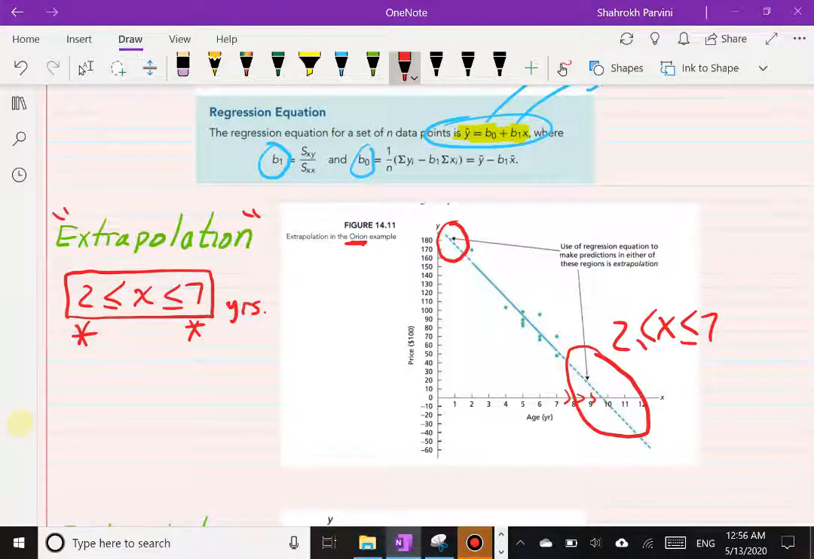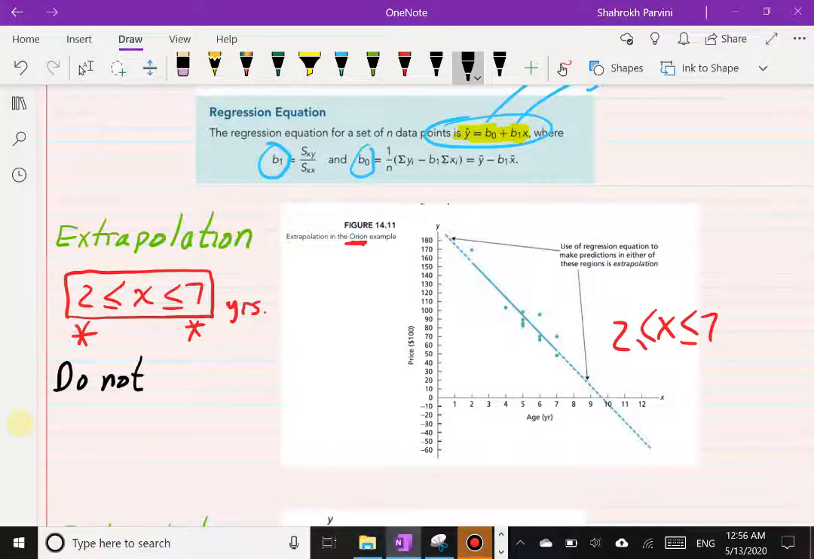So the author actually warns us against extrapolation. You've got to be careful when you do regression analysis that we do not extrapolate. To make a long story short, okay, so remember, we do not extrapolate.